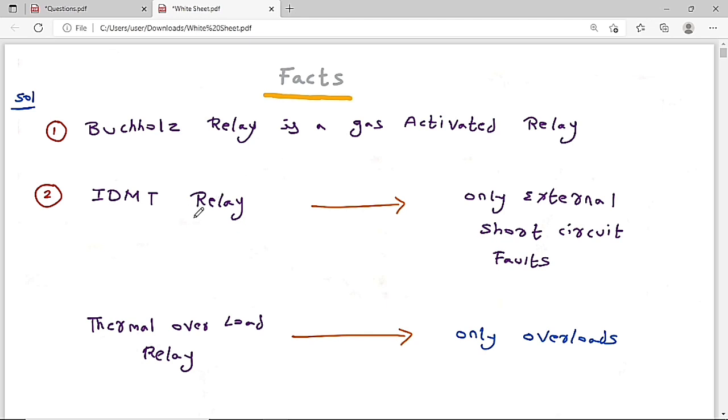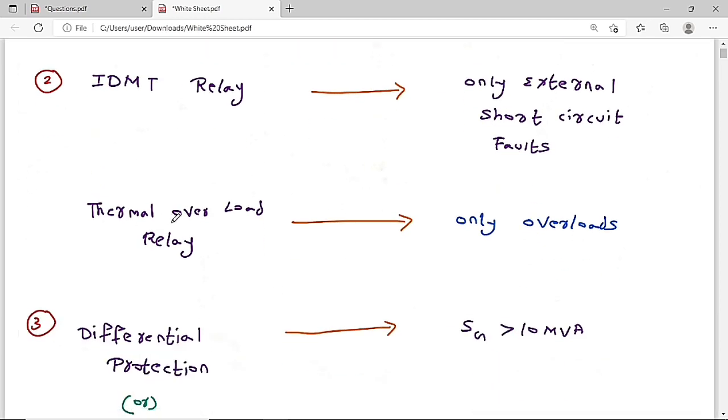Now, IDMT relays, as I have already told you, are used to protect the transformer from external short circuit faults only. IDMT relays are used in the transformer in order to protect it from only external short circuit faults. Whereas a thermal overload relay is used in order to protect the transformer from only overloads. So we can say IDMT relay protects the transformer from external short circuit faults, whereas thermal overload relay protects the transformer from overloads.